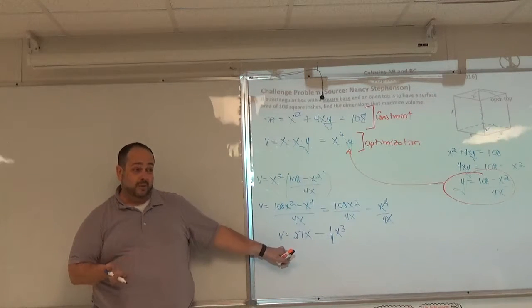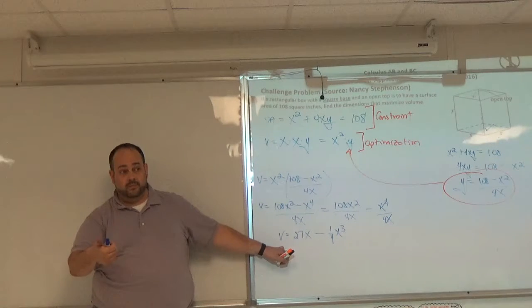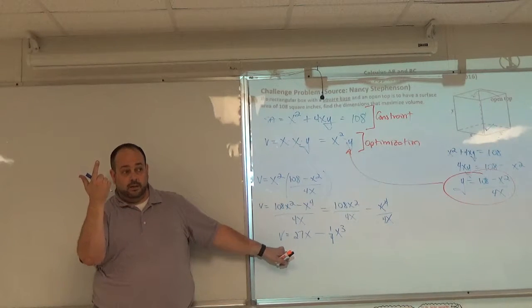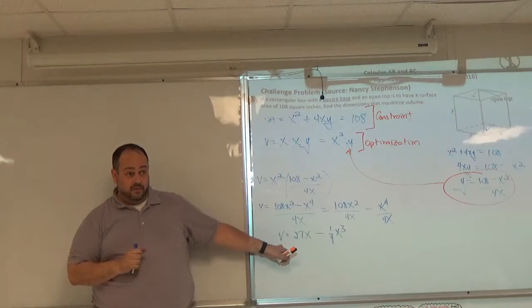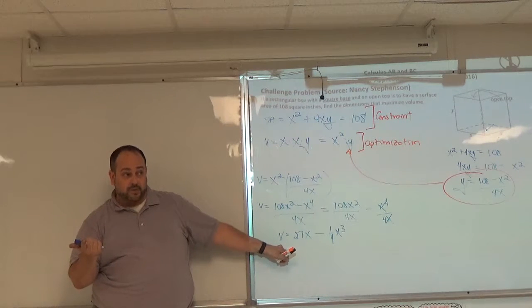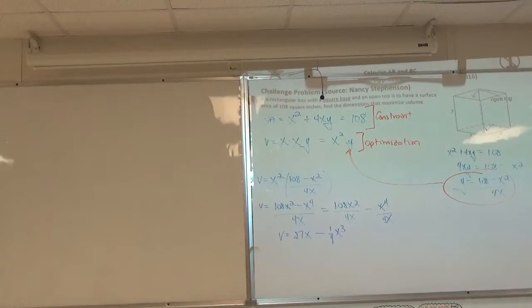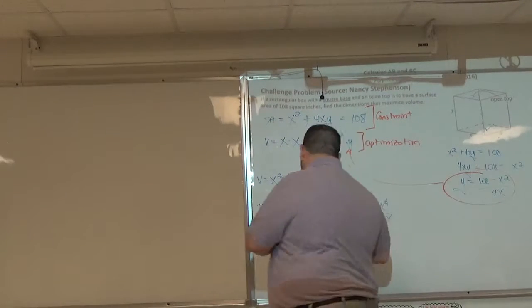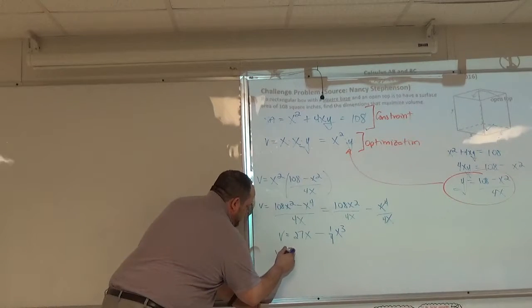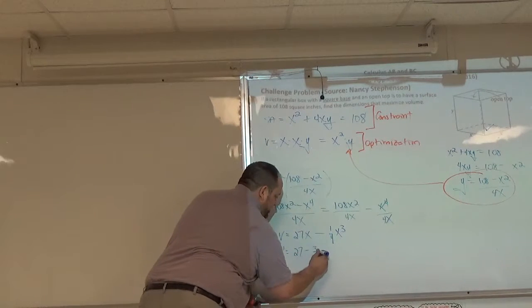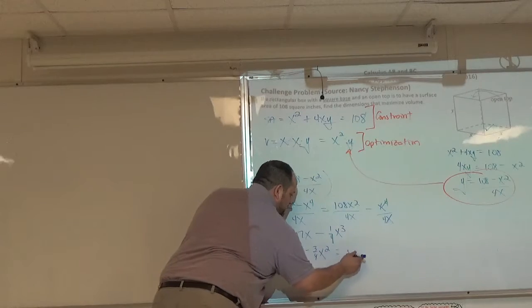We've only got 2 minutes left. I think you guys know exactly what to do from here. Take a derivative. Absolute max stuff. You're going to take a derivative, set that derivative equal to 0, get me that candidate. See what you can do. Alright. v prime is 27 minus 3/4 x squared.